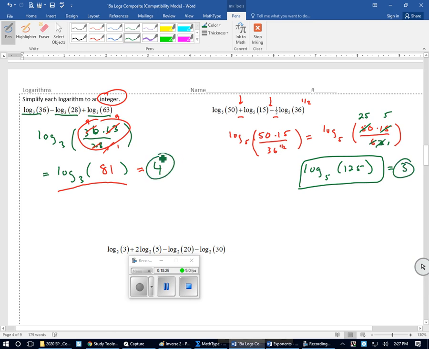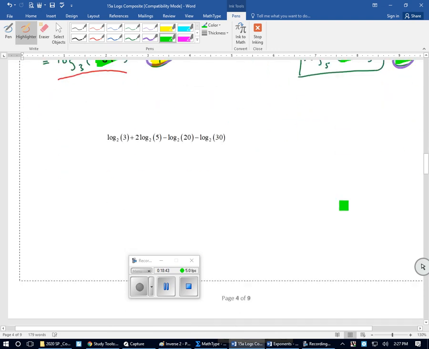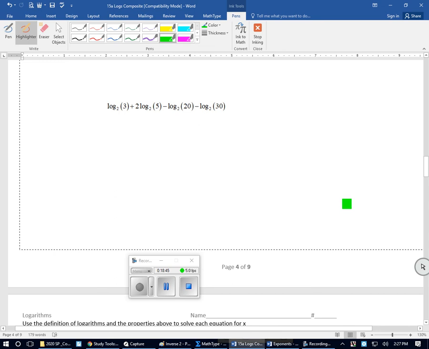On your test, I'm going to want a number. On your test, I'm going to ask you for this and this. Now, this next one's a little more complicated. It's got 4 terms, and it's not going to be a whole number. It's going to be a fraction, but we can still work it.